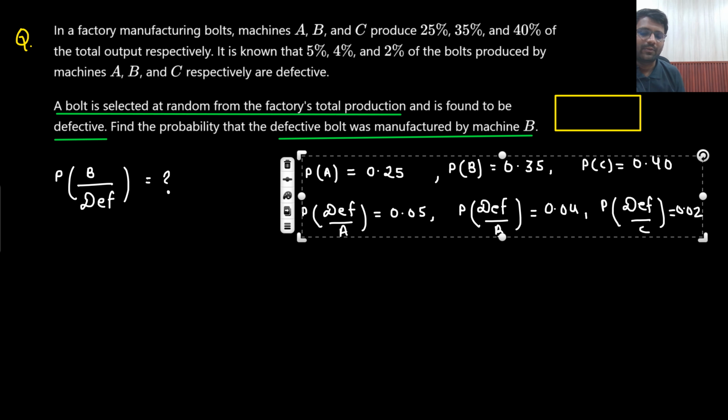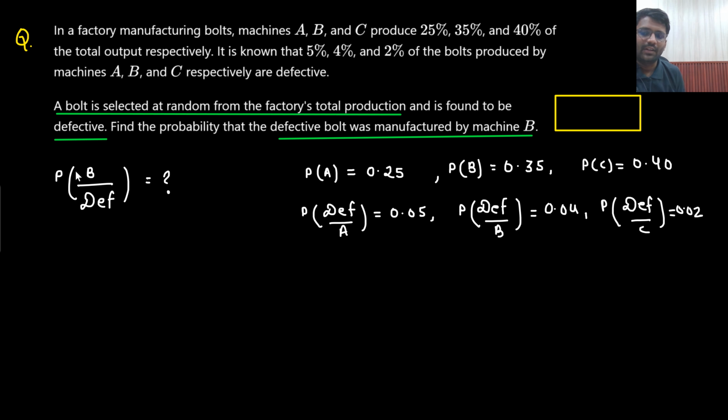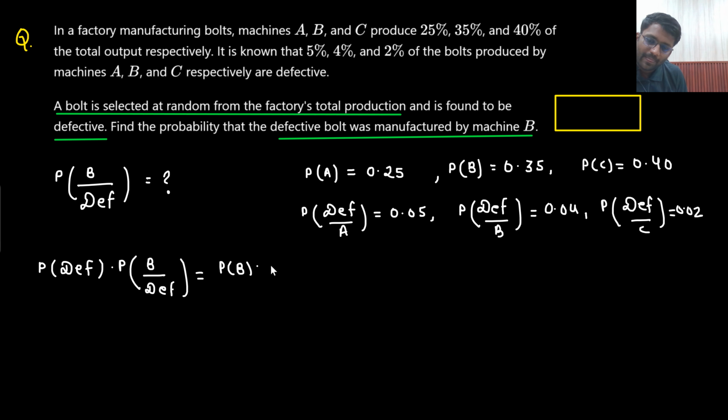What is given that we have written? Now what are we supposed to find out? We are supposed to find out this value. Are we given this value? No. But we know one thing: the probability of the bolt being defective multiplied by the probability of B given defective would be equal to the probability of B multiplied by the probability of defective given B.